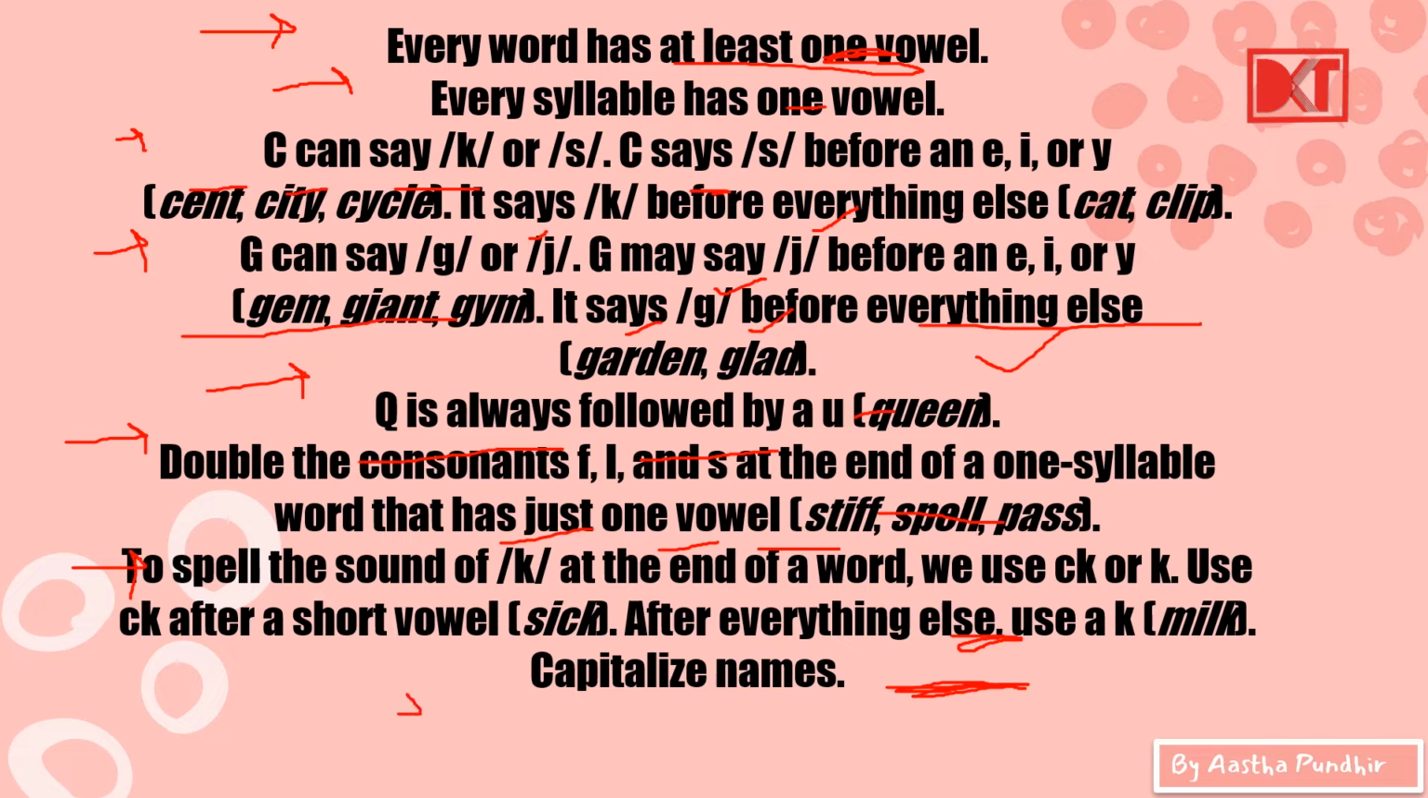And another one, capitalized names, which I'm pretty sure you know, because names are proper nouns, so we capitalize them. These are the few rules we taught. Every word has at least one vowel. Every syllable has one vowel. And C has the sound of K or S, G has the sound of G or J. Q is always followed by a U. Double the consonants F, L and S at the end of a one-syllable word. Then spell the sound of K at the end of a word, either CK or K. Alright, these were a few rules for spellings.